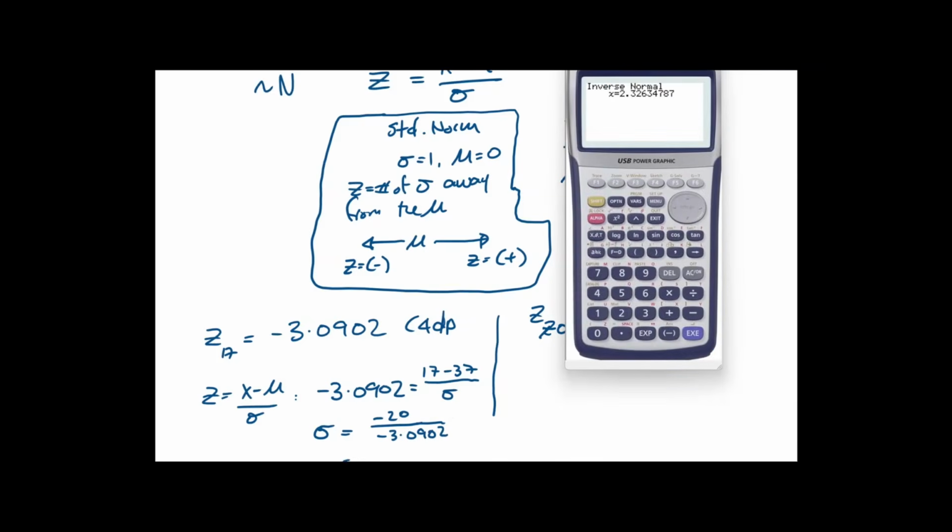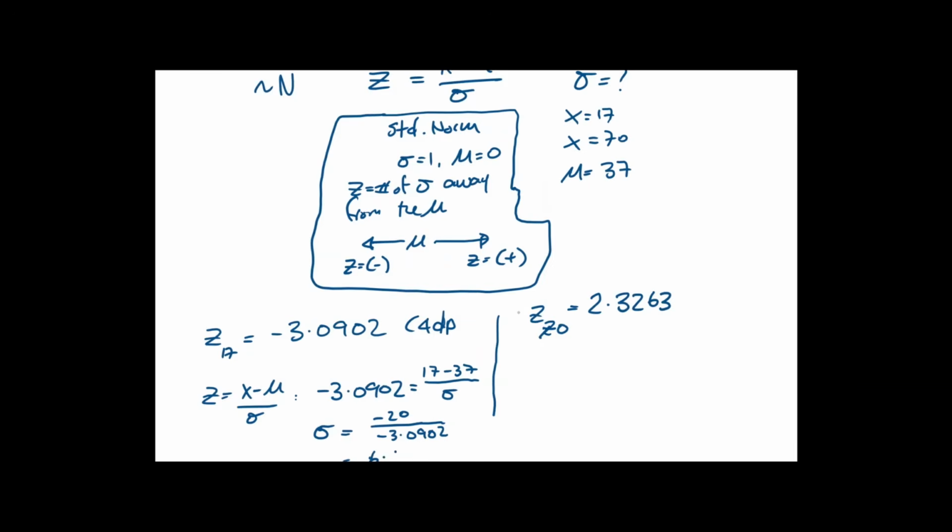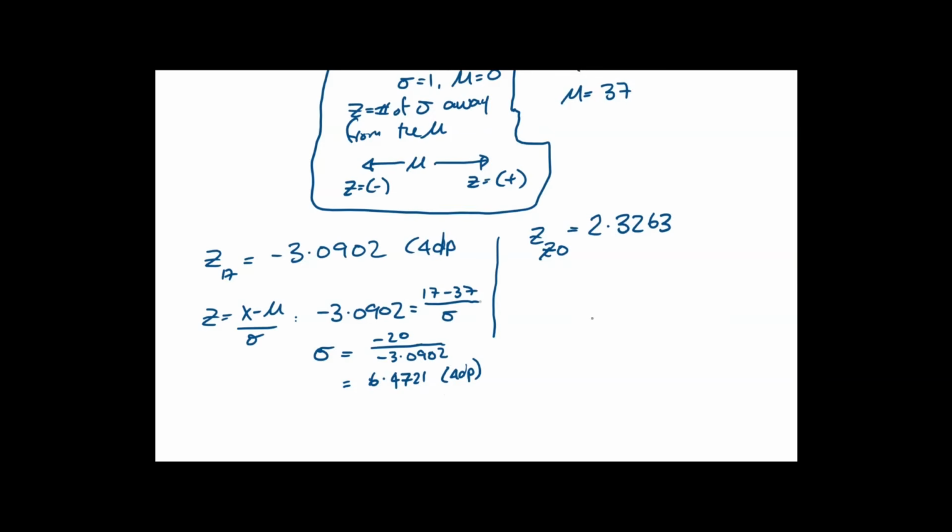So in this case, if we wanted to have less than 0.001 below 17, the standard deviation would need to be less than 6.4721. Same point here. Z is 2.326, so it's 2.3 standard deviations above the mean.